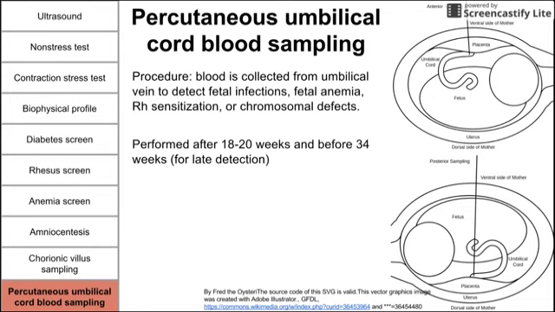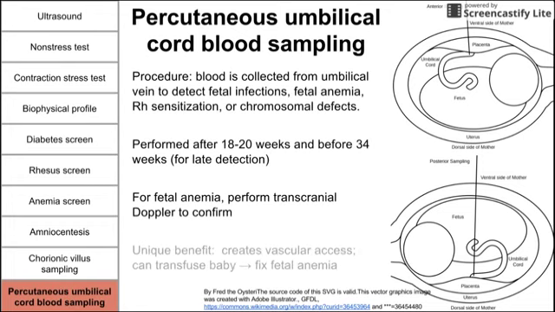PUBS is performed after 18 to 20 weeks of gestation and before 34 weeks of gestation. So this is generally late detection of genetic disorders and chromosomal defects. If PUBS detects fetal anemia, you can then perform a transcranial Doppler to confirm. And one of the major advantages of PUBS, and this is a unique benefit, is that it creates vascular access. So the only way to transfuse baby, the only way to give blood to baby, such as in the cases of fetal anemia, would be through PUBS. And this is a fix, or at least a treatment for fetal anemia.